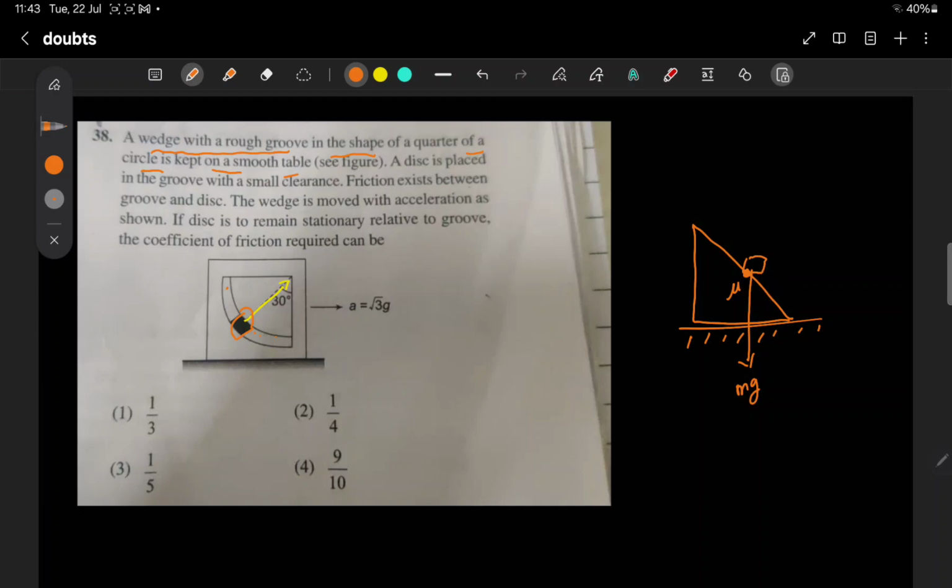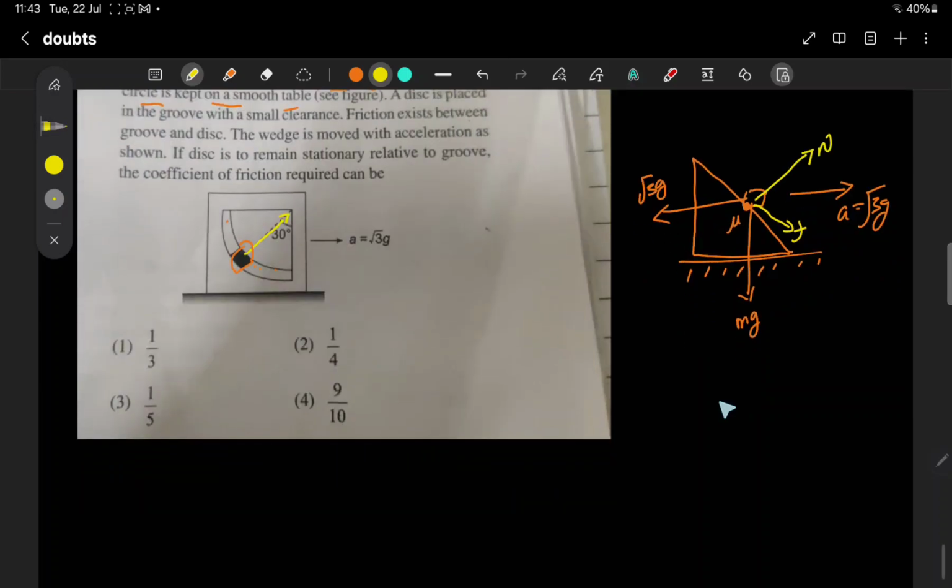What is happening here: this entire system is trying to move in this direction with an acceleration of root 3g. The pseudo force will act in this direction, the same acceleration root 3g. If the block tries to slip in this direction, your friction force will act in this direction. The normal force will be like this. So if you want to find the normal, yes you can find.